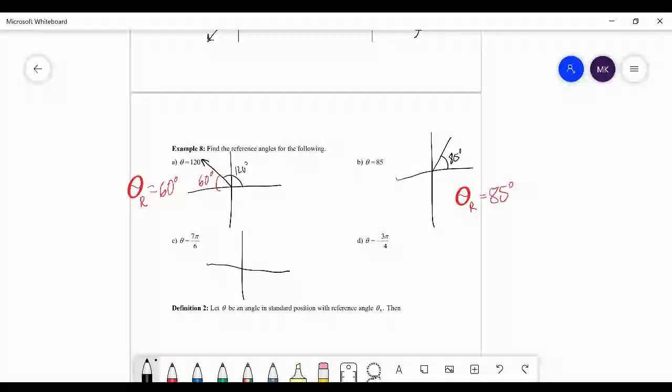7 pi over 6. Which quadrant is 7 pi over 6? So 6 pi over 6, or pi, is 180 degrees, so that gives us a half rotation. We are at 7 pi over 6, so we're just a little bit more than that. So we are over here. This is 7 pi over 6. So that means our reference angle is right here. How far do I have to go from 7 pi over 6? We're going backwards, because we're trying to go back to pi. Well, I have to go back just pi over 6. If you think about it, we're at 7 sixths and I want to get to 6 sixths. I have to go back 1 sixth. So that means that here, theta r is pi over 6.